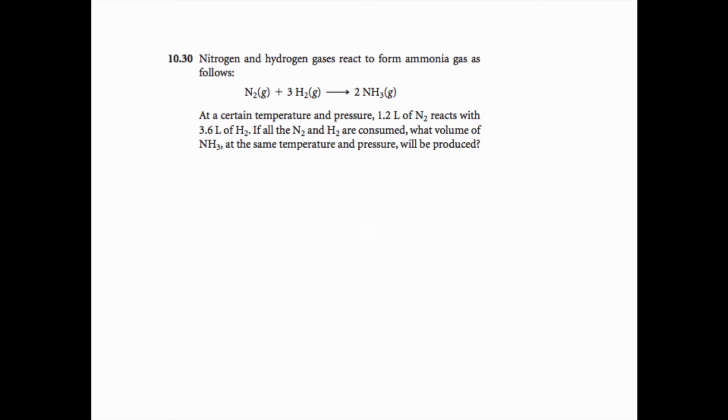Nitrogen and hydrogen react to form ammonia gas as follows. At a certain temperature and pressure, I guess they're constant, 1.2 liters of nitrogen reacts with 3.6 liters of hydrogen. If all the nitrogen and the hydrogen are consumed, what volume of ammonia at the same temperature and pressure will be produced? So this looks like a case of Avogadro's law. As long as the temperature and the pressure are constant, I can treat liters of gas like moles of gas. So I can talk about 1.2 liters reacting with 3.6 liters. For every 1 liter of nitrogen, I need 3 liters of hydrogen.